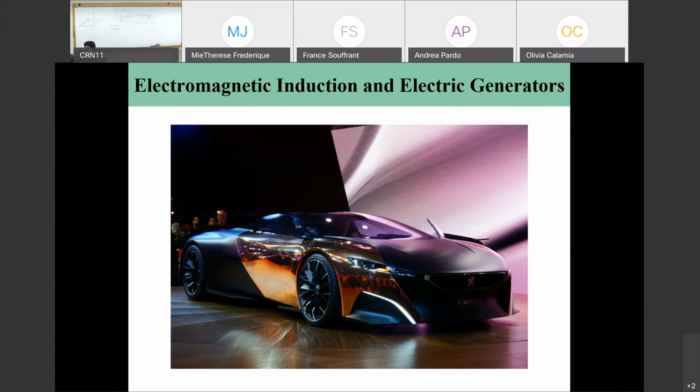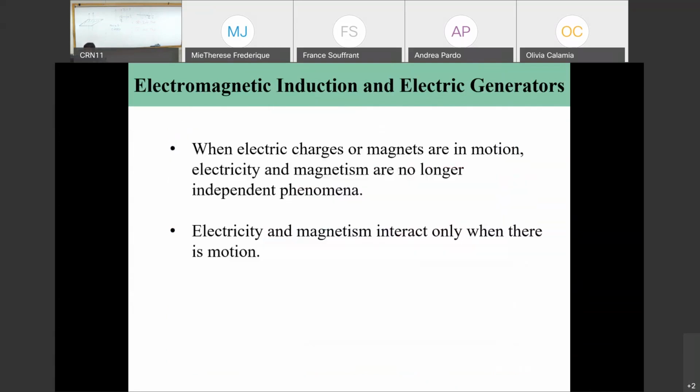All right? So, when electric charges or magnets are moving, electricity and magnetism depend on each other. They are not independent anymore. So, motion, guys. If there is no motion, you can treat them separately. But everything is moving anyway, right? Charges, current, coils, the water from a waterfall, everything is moving. So there is always going to be a connection between electricity and magnetism. All right?